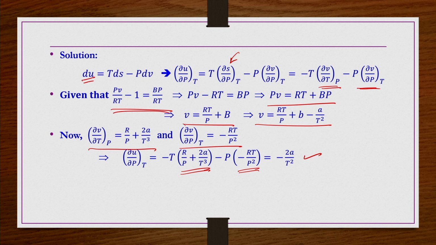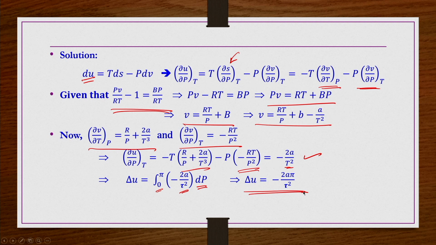Now, delta P is nothing but pi. So, delta U equals minus 2A by tau square, since the temperature is changing to tau, and delta P integral from 0 to pi. P is changing from a very low pressure to pi. The low pressure let us take as 0 because it is not given. So, when you integrate this one, minus 2A by tau square multiplied by P, you will get pi minus 0. So, that is pi you are getting. So, this is the change in internal energy.